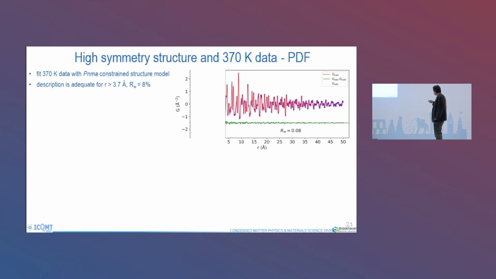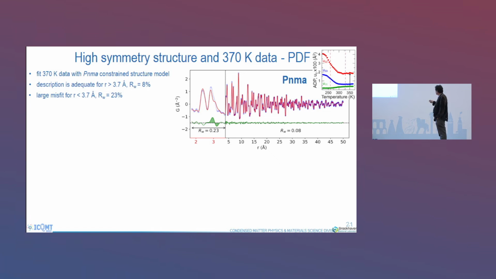And then when you try to model the PDF of the high temperature 370 Kelvin data that is deep in the metallic regime, you see that the Pnma model works very well over intermediate and long distances, so this is the fit. However, that fit is giving you back enlarged Debye-Waller factors along the chain direction, U2, and sure enough, if you take a look at how that fit performs for the local structure, you see that it fails, as if some bonds are missing.